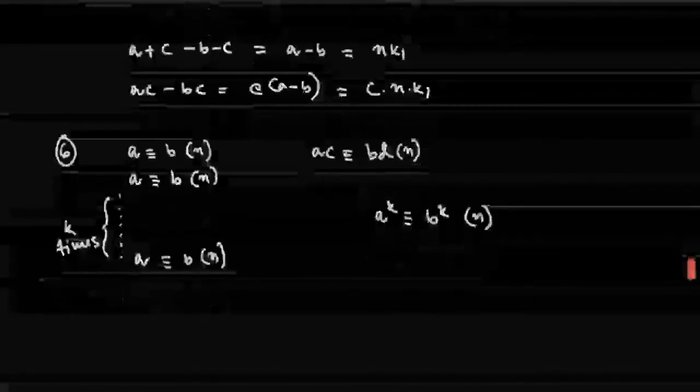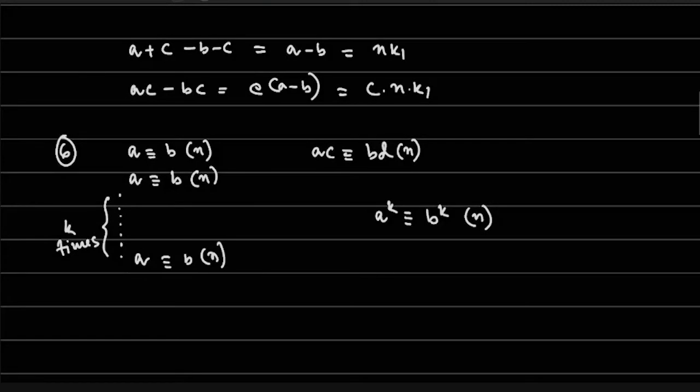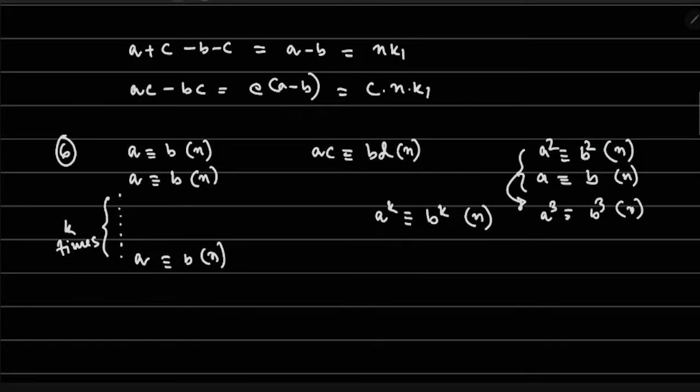So think of that C congruent to D mod N is nothing but the A congruent to B mod N itself. Then you can write A square is congruent to AC congruent to BD mod N. Now C is equal to A and D is equal to B. Therefore, it will be A square is congruent to B square mod N. And if you have another pair of this congruence, then from these two, you can just figure out that it will be A cube is congruent to B cube mod N, and so on. Thus, the statements are proved.